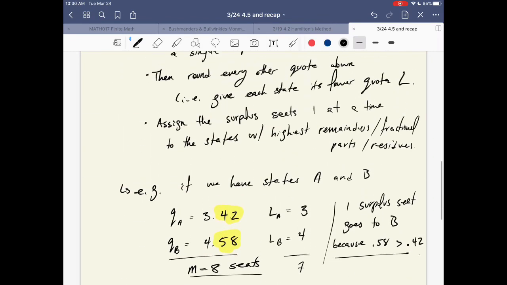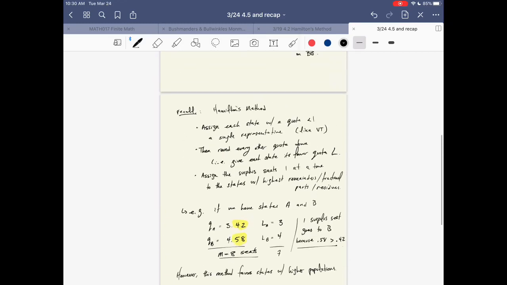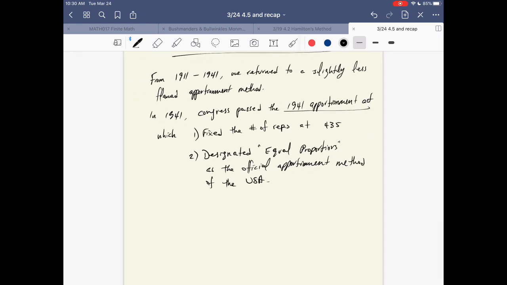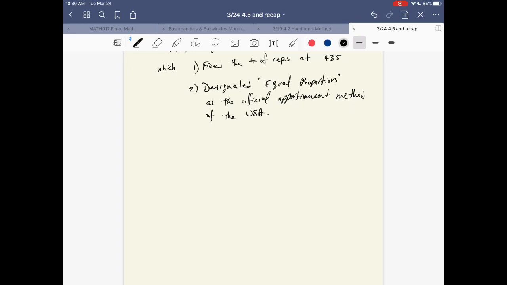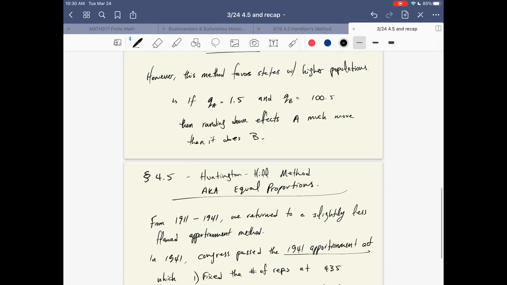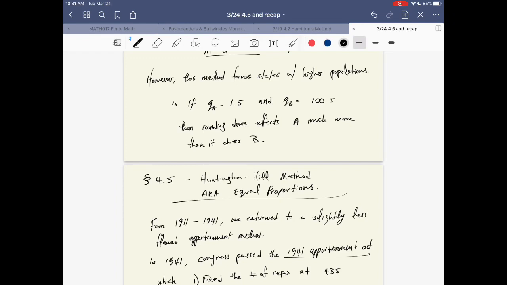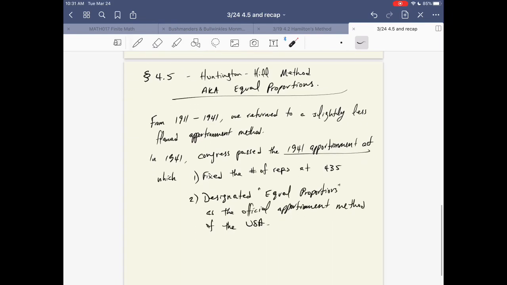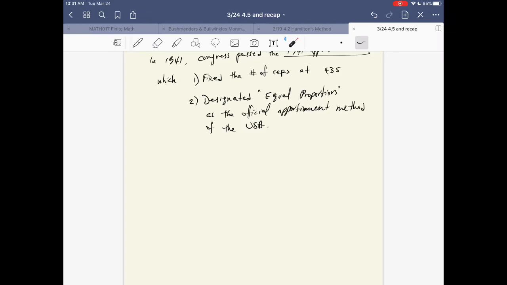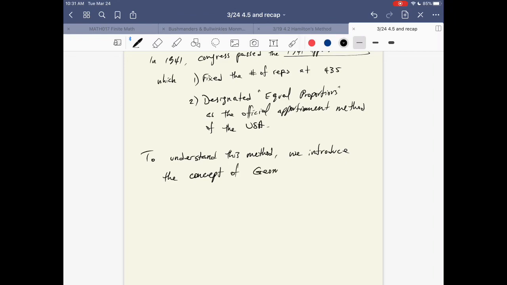So this is more complicated than Hamilton's. I can describe it in 3 nice bullet points, and I will, but it is slightly more complicated. And in order to talk about it, we need to talk about a new way of rounding. This might seem weird, but we have to fix this problem, right? We don't want to round everybody just down, because 0.5 means more to state A than 0.5 meant to state B here. So we have to find a new way of rounding, but we know we can't round normally because we already showed that that doesn't work. So to understand this method, we introduce the concept of geometric mean.